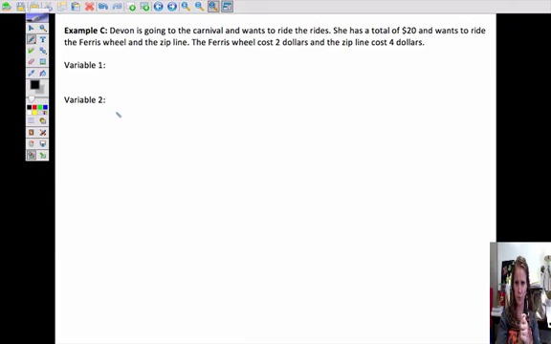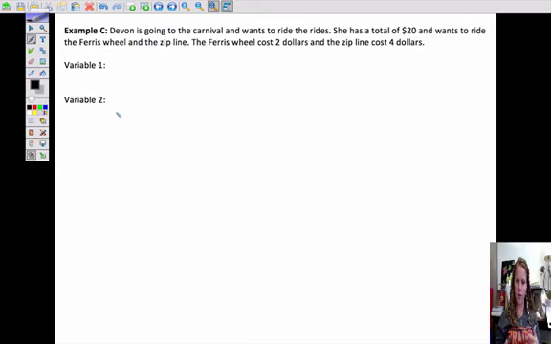Now, some of you might have guessed money is involved. And money is involved, but it's not necessarily a variable here. It doesn't change. The definition of variable is it varies. In the word variable, it varies from different numbers, okay? Our money in this situation doesn't vary. We have $20. It costs $2 to ride the Ferris wheel. It costs $4 to ride the zip line. Those things are constant.